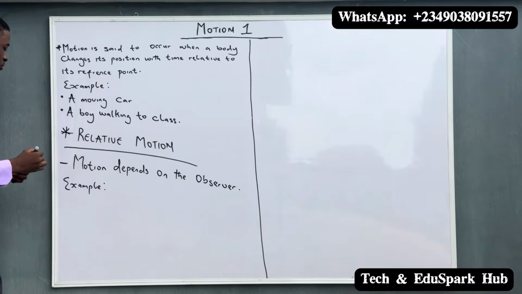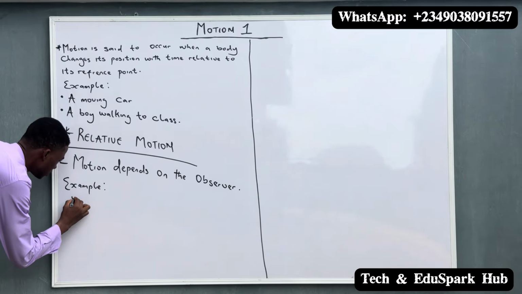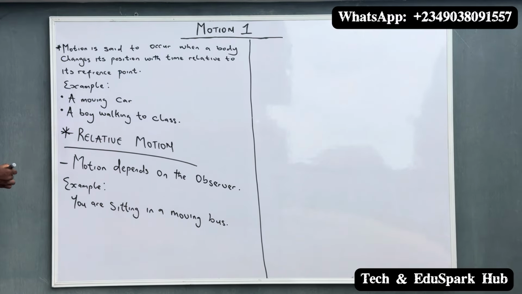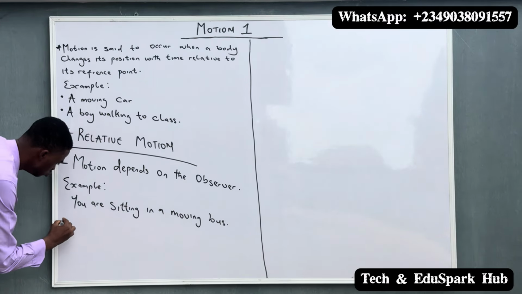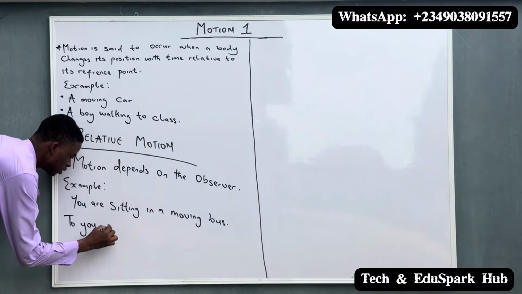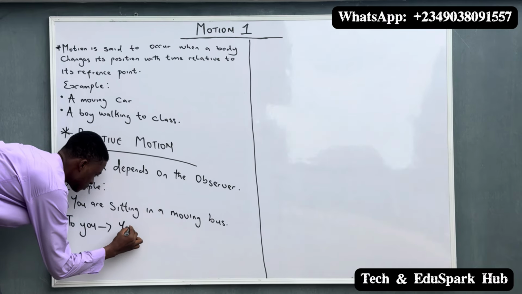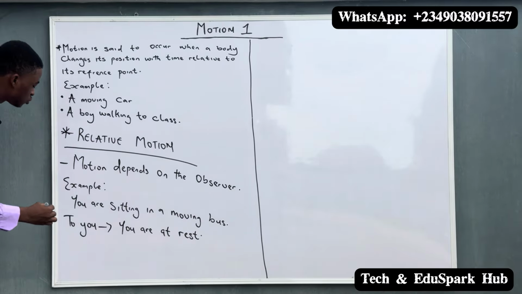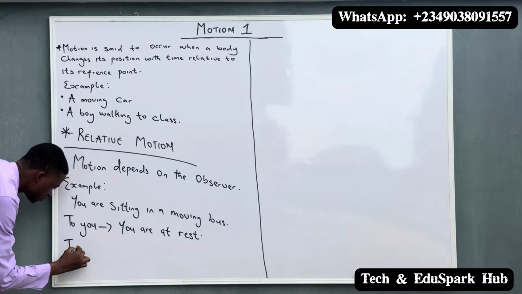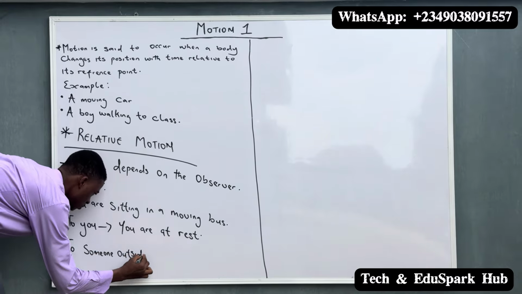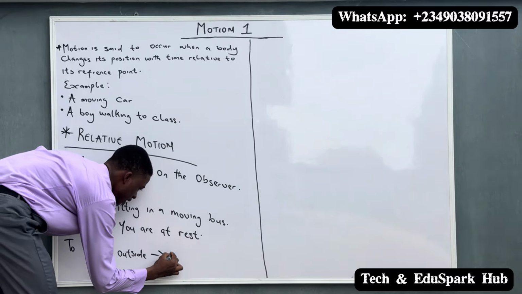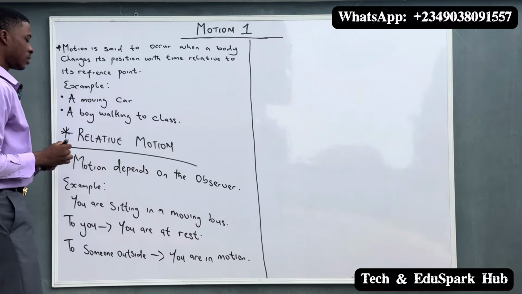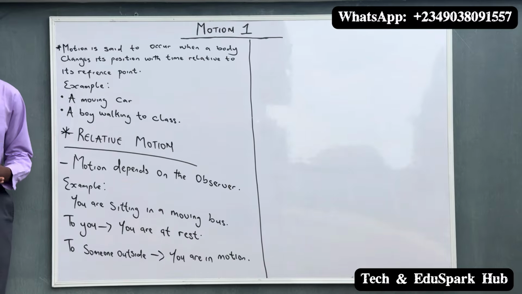So let's say, for example, you are sitting down in a moving bus. By relative motion, to you, you are at rest because you are sitting. And to someone outside, which is the observer, you are in motion. So this is what relative motion is trying to tell us about.